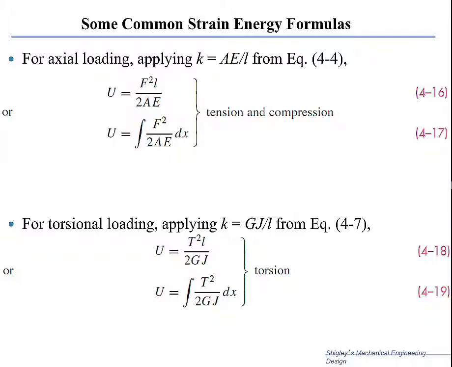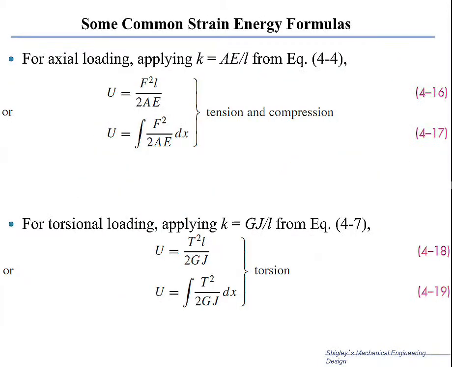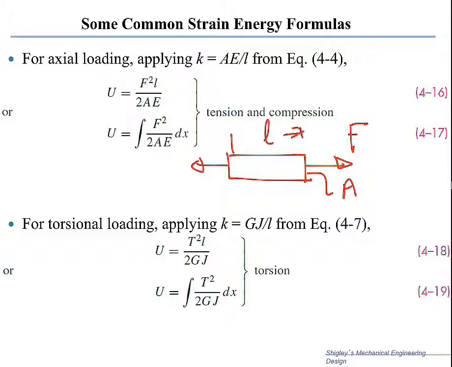If we look at the previous equation, that we have U is equal to F squared over 2K, then we can write this equation using the fact that if it is a member under tension, that the member under tension will have a force F, and the area here is A, and the length is L. Then we have shown that previously that the effective stiffness of that spring is AE over L.